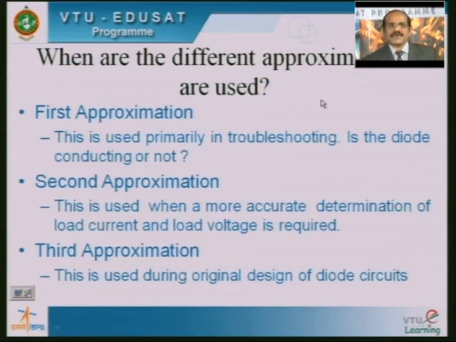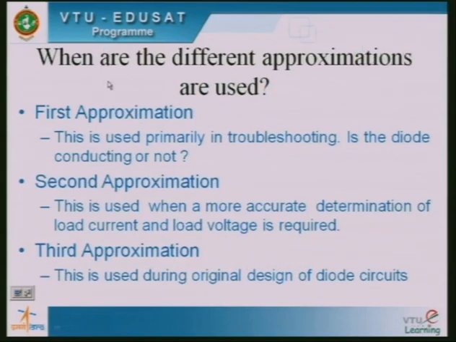So finally we had a discussion on when these different approximations are used. In case of the first approximation, as I told you, this is primarily used in troubleshooting, mainly to know whether the diode is conducting or not, whereas the second approximation is used whenever a more accurate determination of the load current and load voltage is required. Whereas the third approximation of the diode is used during the original design of the diode circuit.